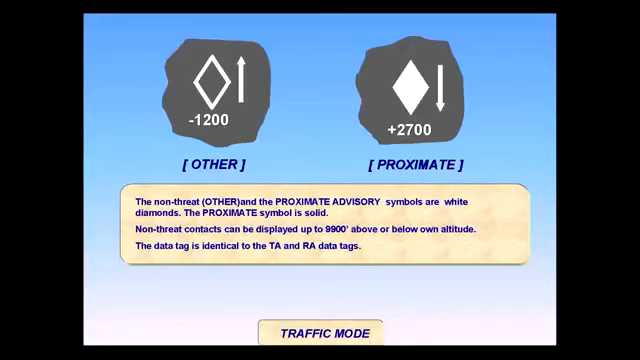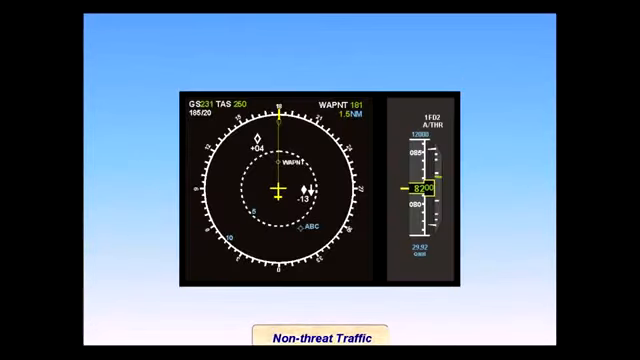Proximate traffic represents non-threat traffic within 6 miles of your own aircraft and is displayed concurrently with TAs and RAs to improve situational awareness. PAs are solid diamonds to increase visibility. Proximate advisory symbols, PAs, are displayed for non-threat aircraft within 6 miles laterally and 1,200 feet vertically. Other transponder encoder-equipped non-threat traffic within 2,700 feet vertically are shown as hollow white diamonds. The display may be switched to show all transponder-equipped traffic up to 9,900 feet above or below your own altitude.